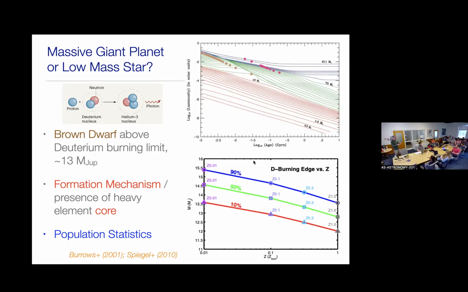Well, I could speculate that if you have an inflated object, its central pressure is going to be a bit less, so it might be a little harder to ignite the deuterium. So that's my hypothesis. I don't know if there's papers on that.